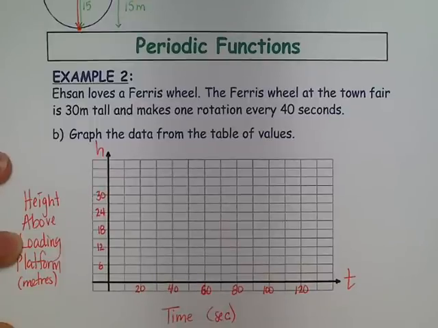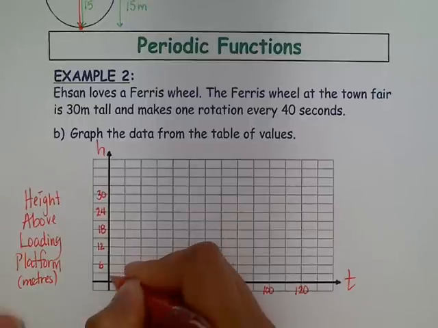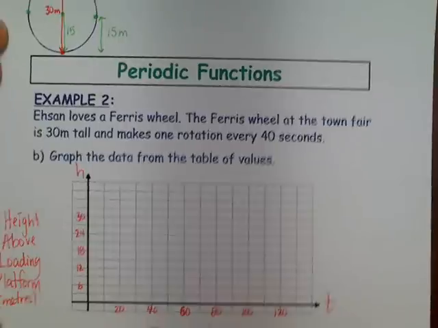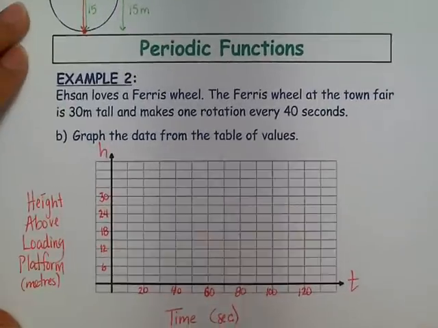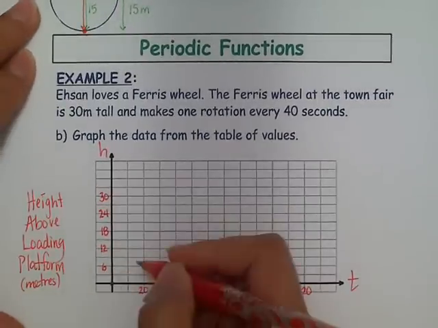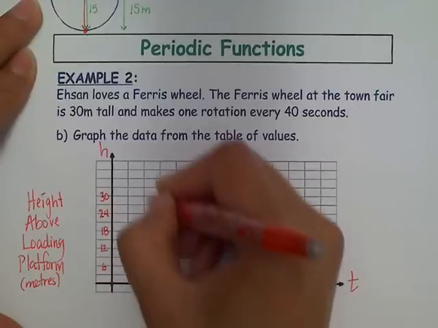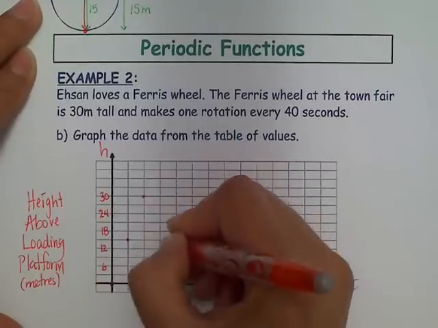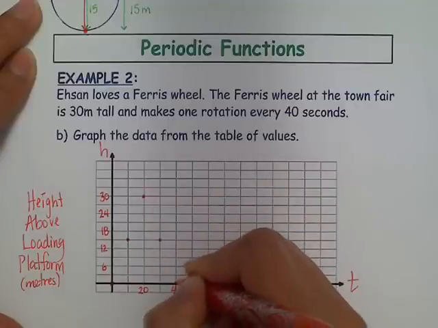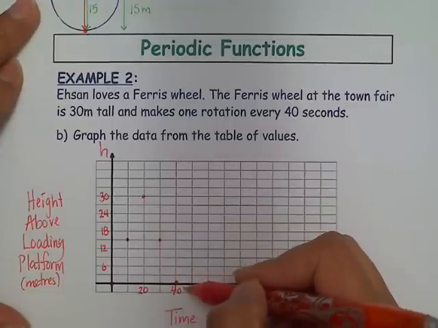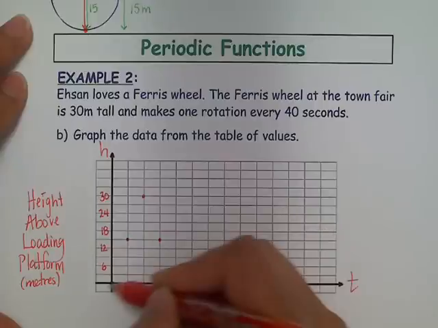Okay, so if I plot my points, I have a point at 0 and 0, starting with my first point. So I'm just plotting the points from my table of values. And sorry, I know you won't be able to see both of them at the same time. But my first point is at 0 and 0. My second point is at 10 and 15. Then I have a point at 20 and 30. And then 30 and 15. And then 40 and 0. Okay? And this pattern sort of shows you how Asan's height is changing while he's on the Ferris wheel.